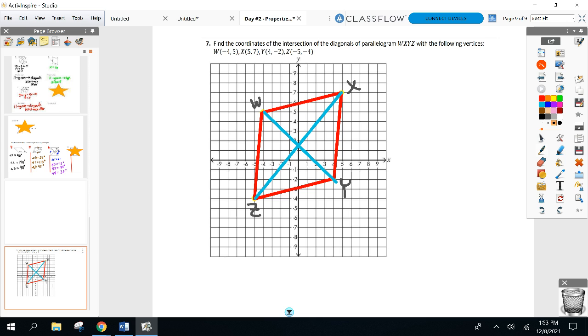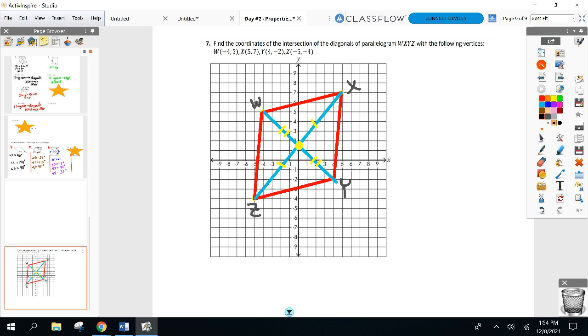Here's where the intersection of the diagonals are. What do the diagonals do to each other from property number 5 today? Bisect each other, right? And this is exactly why I went over this. What are we looking for here? Where do the diagonals intersect? At the midpoint. Now, do you think it's going to matter what diagonal's midpoint we find? No, they're both the same.